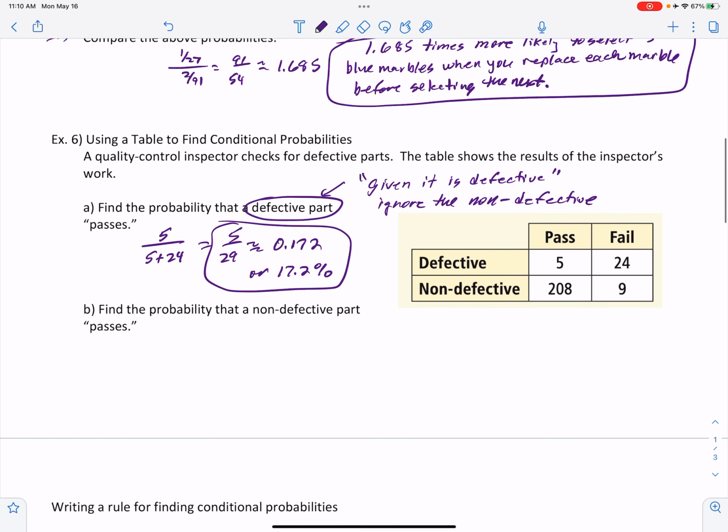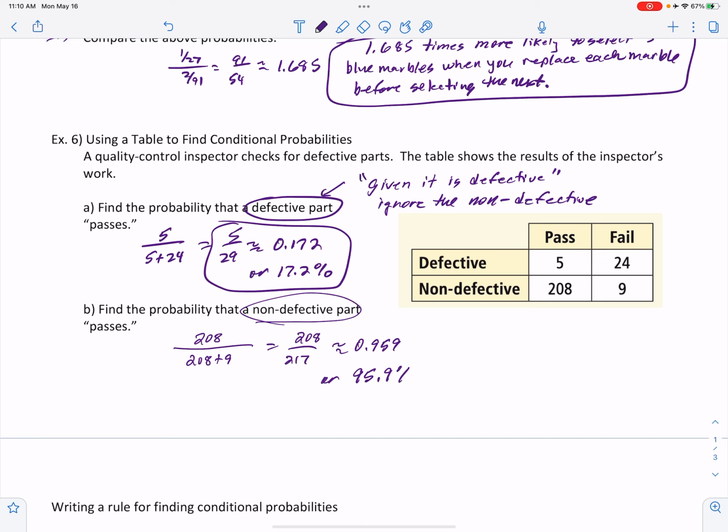In part B, find the probability that a non-defective part passes. So again, only look at the non-defective. The number that pass is 208, and the total of non-defective is 208 plus 9. So it's 208 out of 217, and that's about 0.959 or about 95.9%.